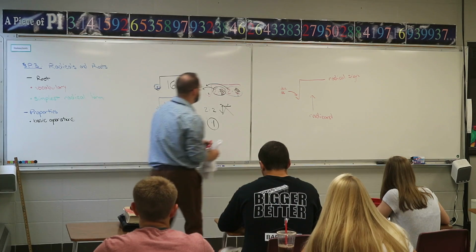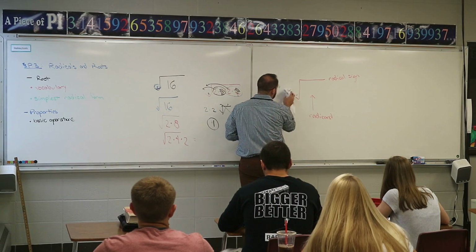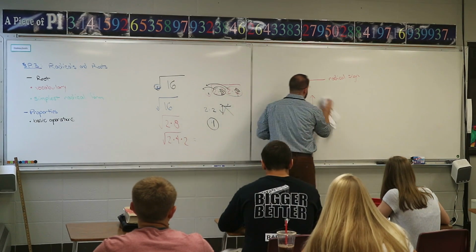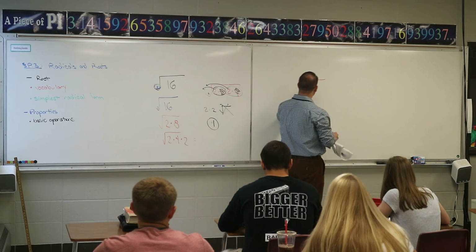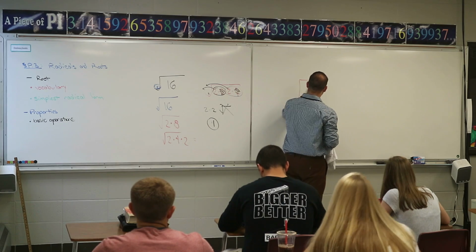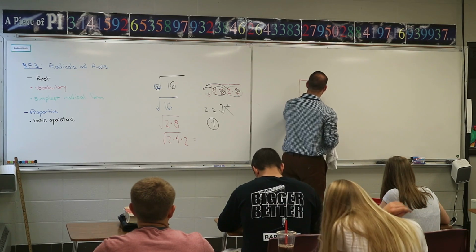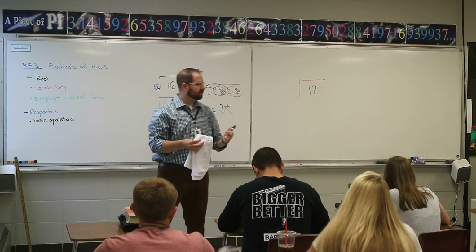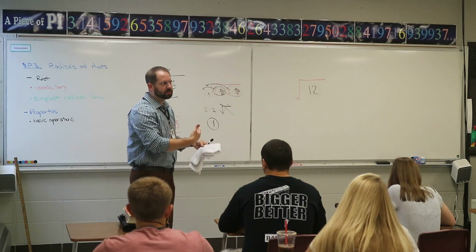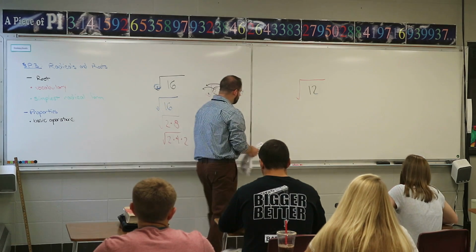Let's use this radical. Let's do the square root of, I don't know, 12. I'm just picking a random number here. Oh wait, what am I doing? I put 72. Okay, 12. You agree that 12 is not a pretty number, right? It's not a perfect square like 16 was. So we do the exact same rule.